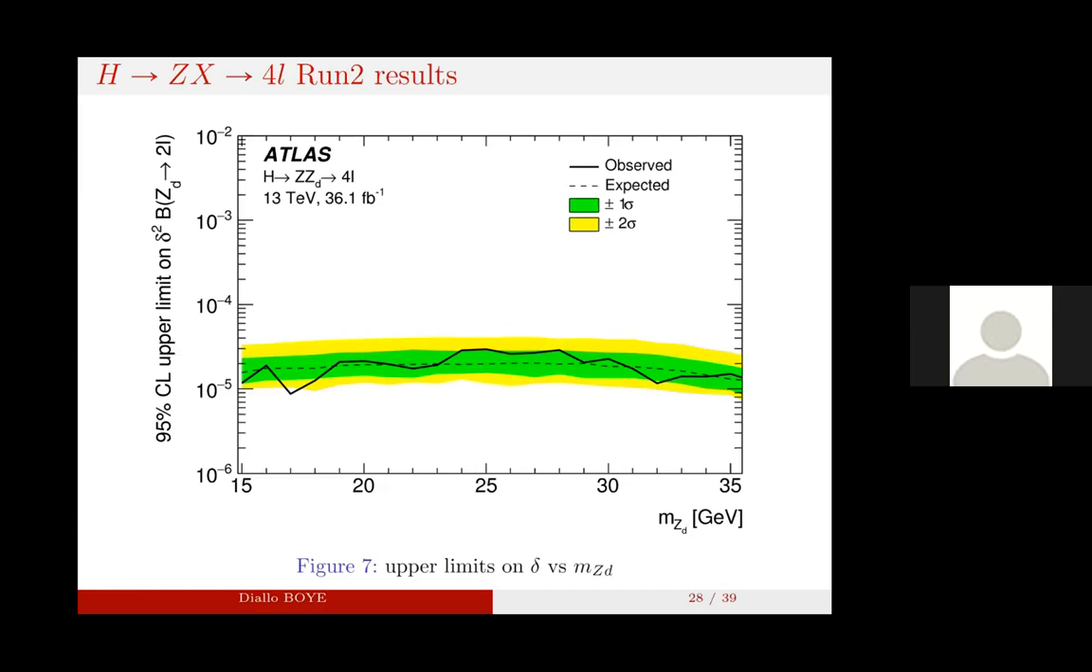And so again, here we also put limits on delta versus MZd, where you can see in green is within one sigma, and in yellow is within two sigma, and the dashed line is what we expected, and the full line is what we observed, and you can see that they are consistent within uncertainties.